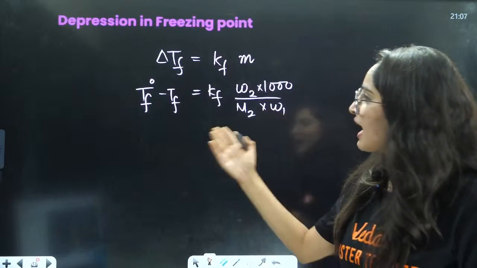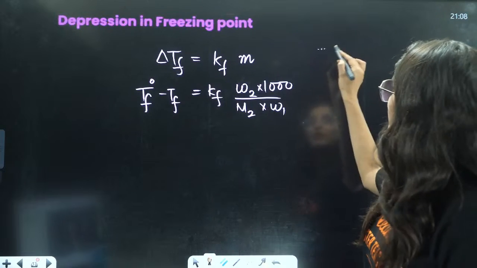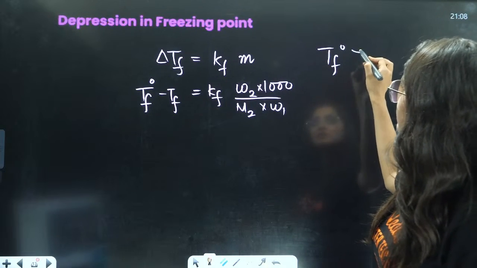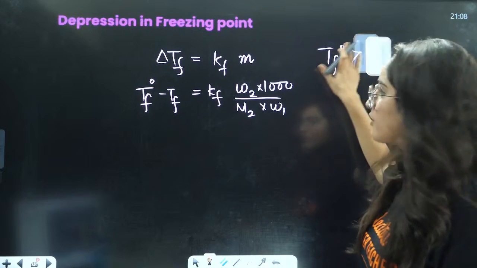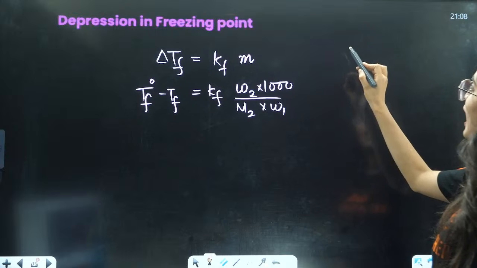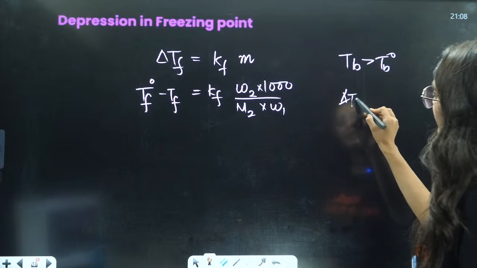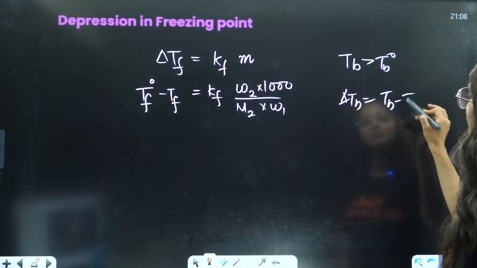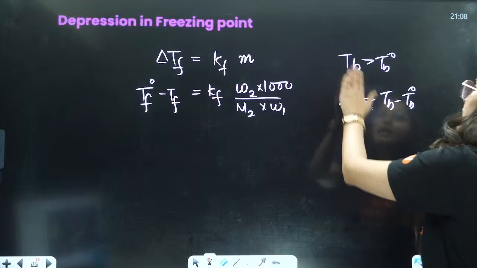So, which is the larger value? Larger value is TF naught because there is depression. We know that TF naught is greater than TF. That is why larger minus smaller, right? So always you will do that. But in elevation, you had TB greater than TB naught. That is why delta TB was TB minus TB naught. Here it is TF naught minus TF. Right? So, that is the difference.